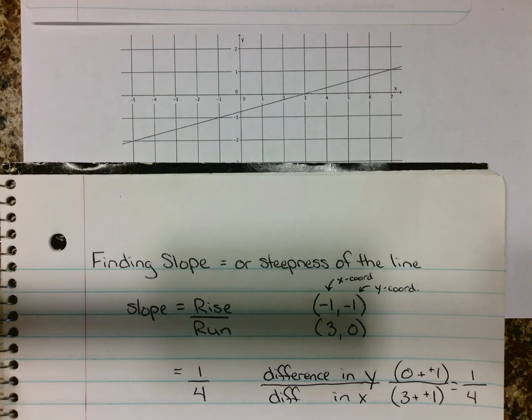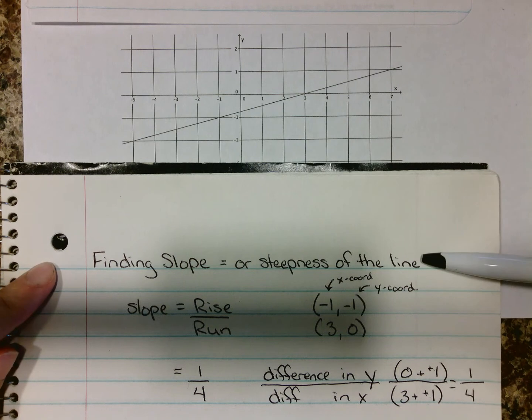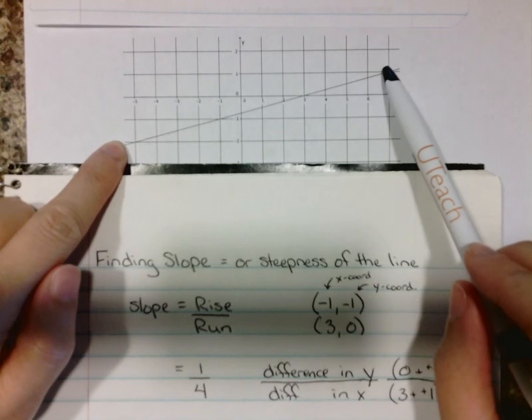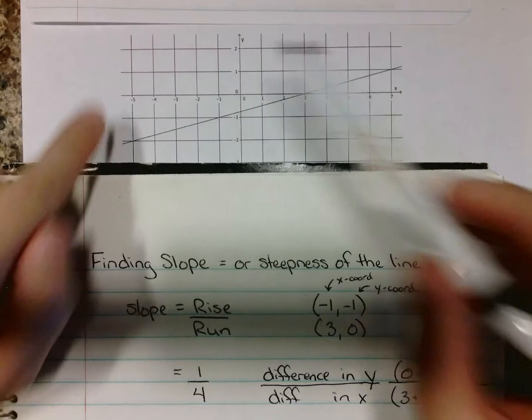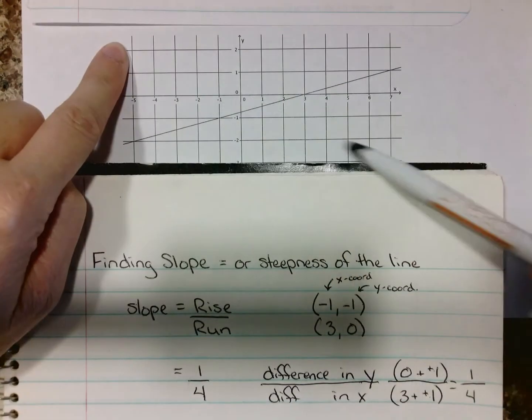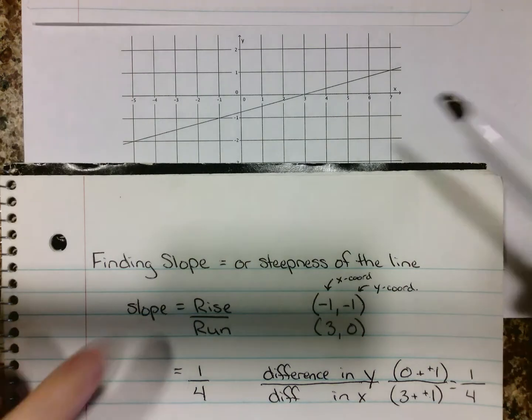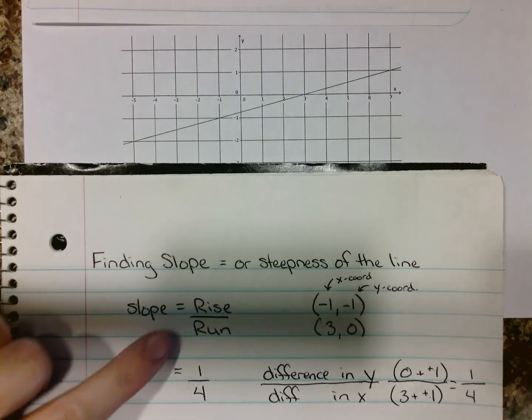Hi, we are going to find the slope of a line. Slope means the steepness of the line. If we are going from left to right, going upwards, we know it is a positive slope. If it is going down from left to right, we know it will be a negative slope. Slope can be found in two ways.